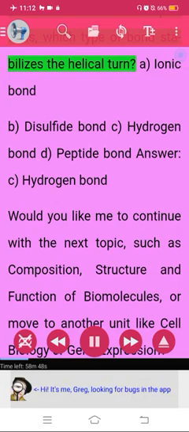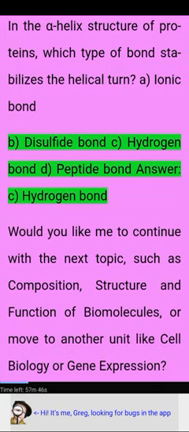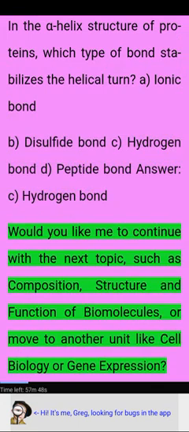In the alpha helix structure of proteins, which type of bond stabilizes the helical turn? A. Ionic bond. B. Disulfide bond. C. Hydrogen bond. D. Peptide bond. Answer: C. Hydrogen bond.